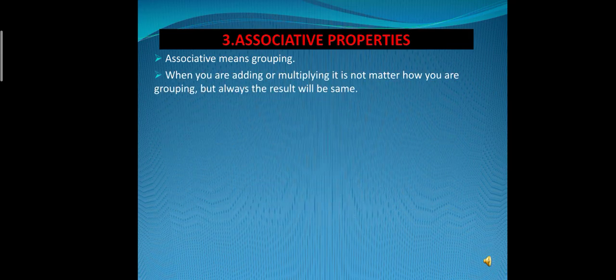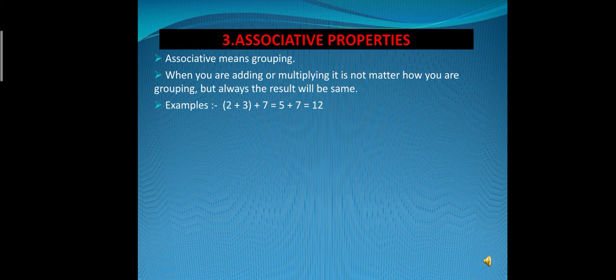Associative property means grouping property. When you are adding or multiplying, it does not matter how you are grouping, the result will always be the same. This is true in case of addition and multiplication only, not for subtraction and division.